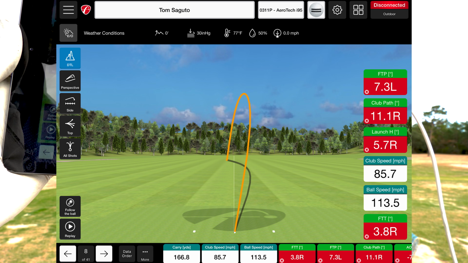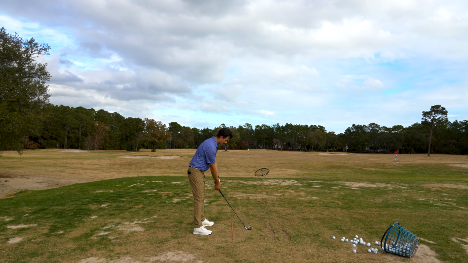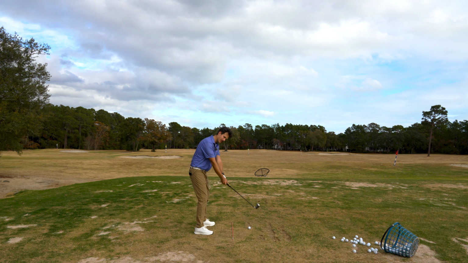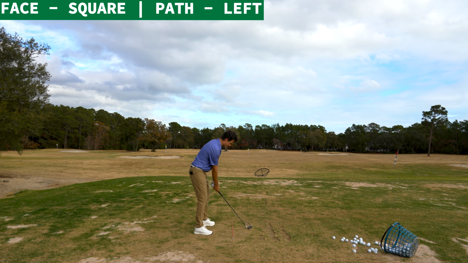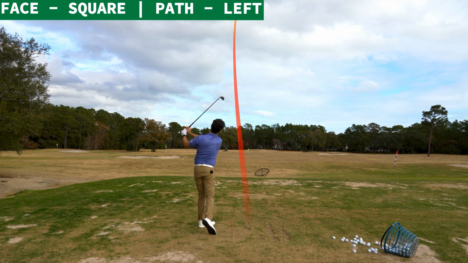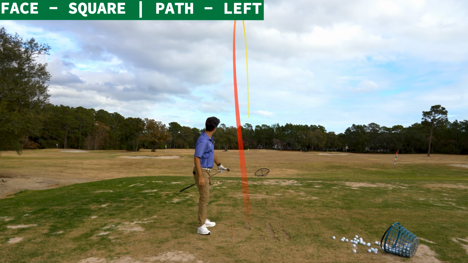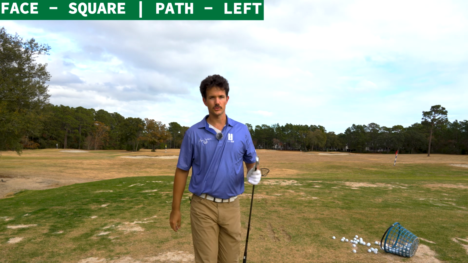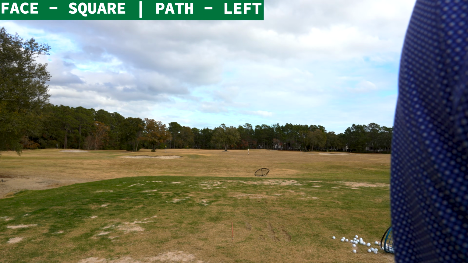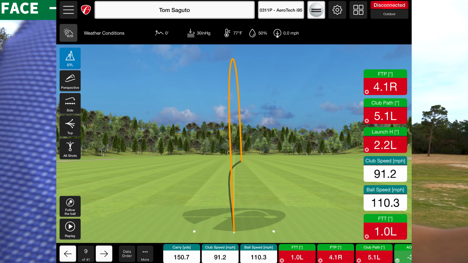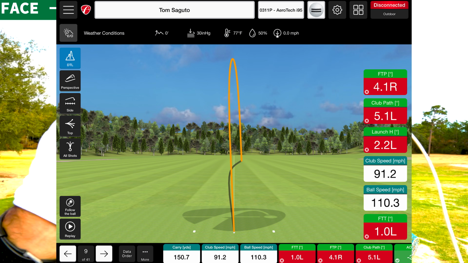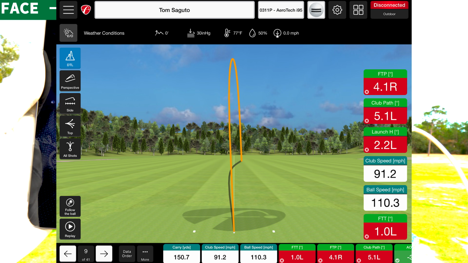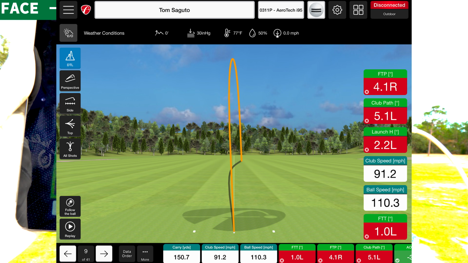I want to show you now the out to in path. So on this one, I'm going to keep the face the same, but I'm going to swing more out to in, outside the target line to inside the target line. Face is the same. That ball's curving a little to the right. You see the start directions are the same with those two shots that I just hit, but the curve is different. This one's a little less of a curve, but you can see right here the path is 5 degrees left, 5 degrees out to in.